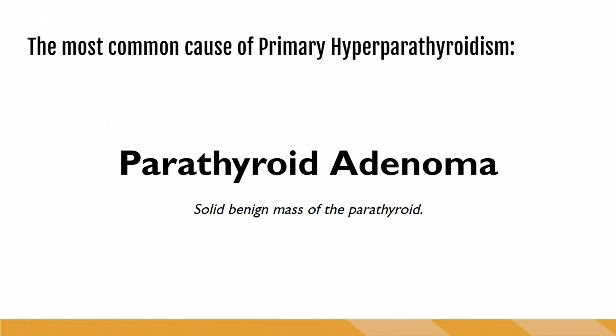So that brings us to the parathyroid adenoma, which is a solid benign mass of the parathyroid, but happens to be the most common cause of primary hyperparathyroidism. And that is because the adenoma can start to function on its own, releasing that PTH without any input from the rest of the endocrine system.